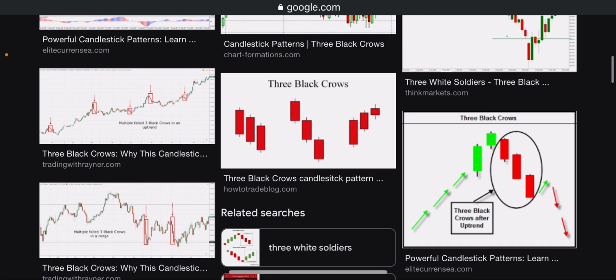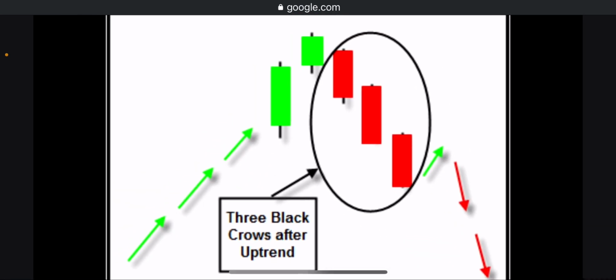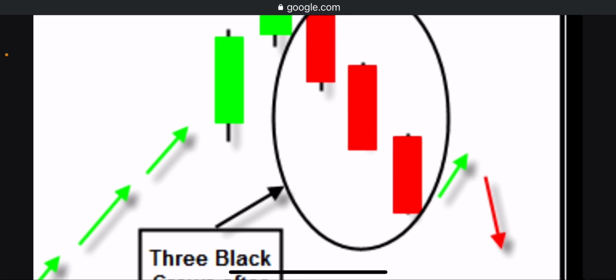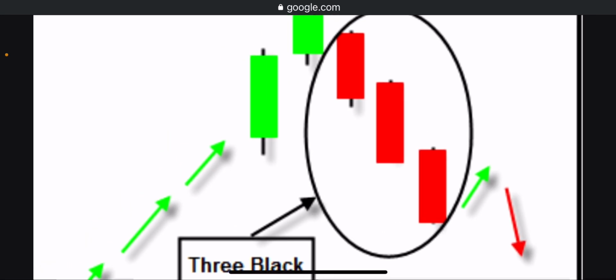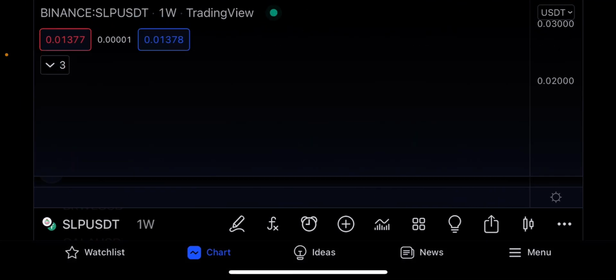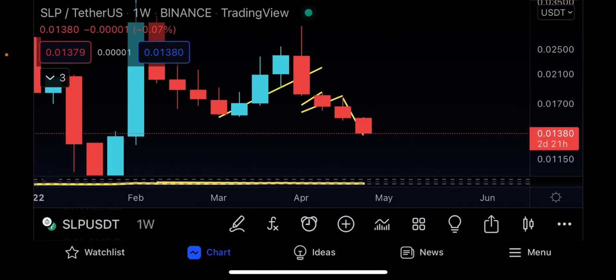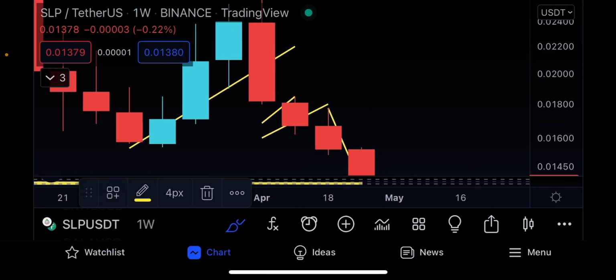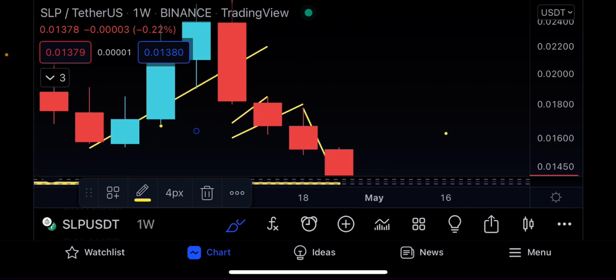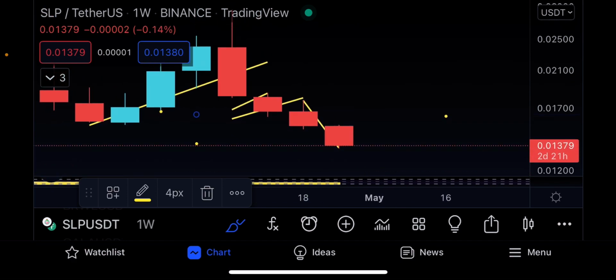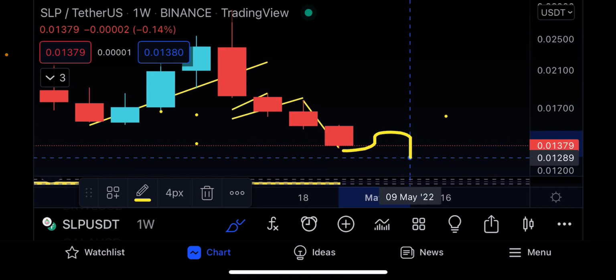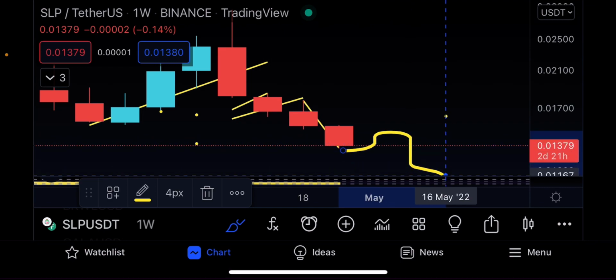Now one of my favorite images is this one, because this one actually is quite accurate. I just want you to notice that when you see the three black rows to the downside and you see a green candle a little bit to the upside, that is a little bit of a false move to the upside and then it goes down. So what you might see back on the SLP chart is that you try to go to the downside, and then from here you make a little bit of a pull to the upside, a false pull, and then you continue to the downside as well.